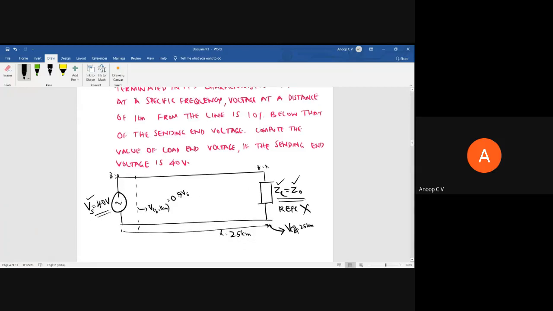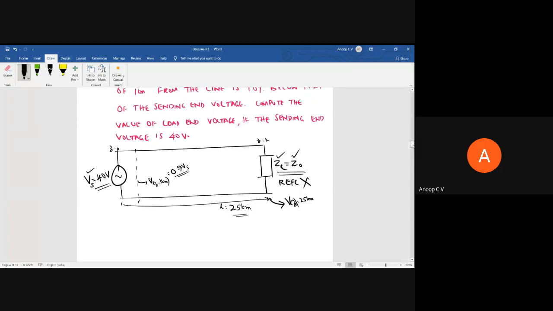Vs is given to be 40 volt. Voltage at a distance of Z equal to 1 kilometer is given as 0.9 times Vs. Length of the line is given to be 25 kilometer. We need to find the voltage at L equal to 25, Z equal to 25. Also given ZL equal to Z0. So these are given, and I'll give you a hint.